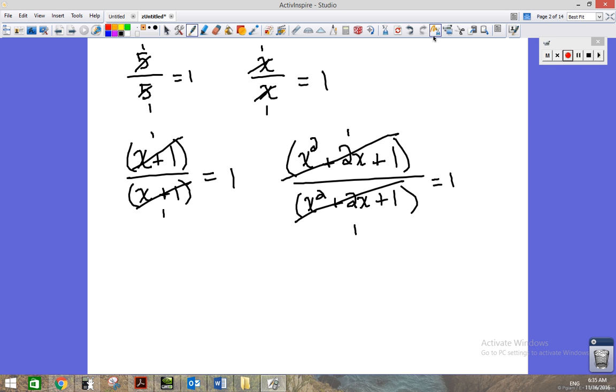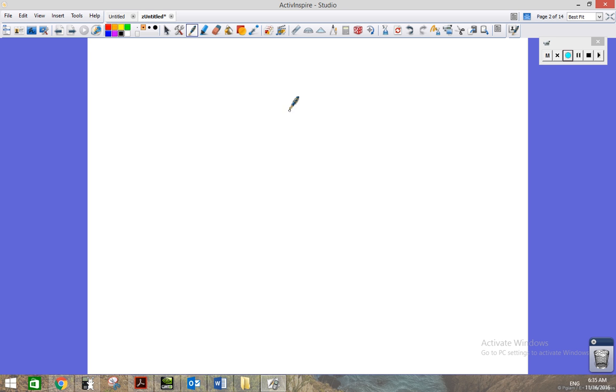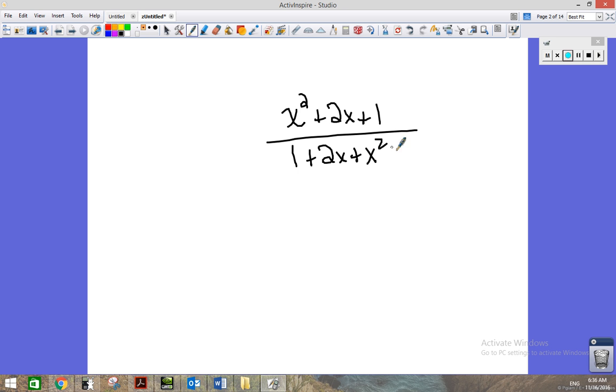And sometimes they'll just try to disguise that a little bit. They'll give you x squared plus 2x plus 1, and they might write the denominator as 1 plus 2x plus x squared. Because addition can be rewritten in any order, we can change the order of this addition to be the same as the numerator. And so if they shuffle this around, these still are going to cancel, and we get 1.